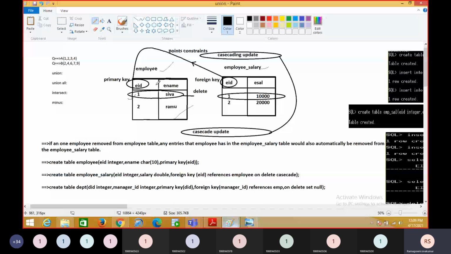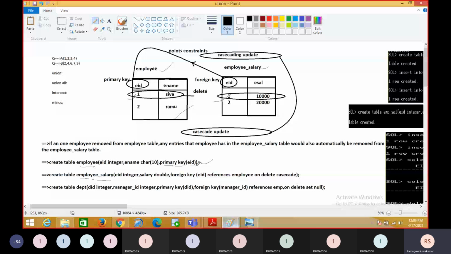This is the syntax to create a table. You already know how to create tables and do some operations. I created the employee table and the employee salary table. In the first table, the primary key is employee ID. In the second table, the foreign key is EID, which references the employee table. What I'm using is on delete cascade.